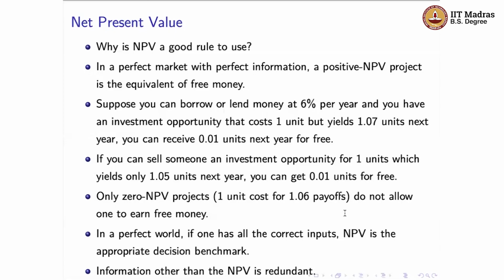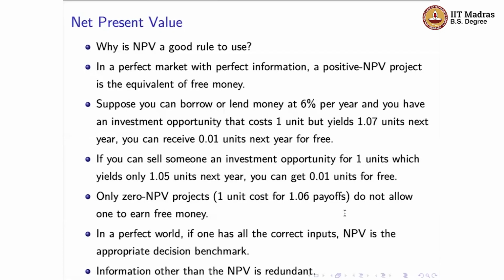What about the other case? Suppose that actually you have access to a project where you can sell someone an investment opportunity for 1 unit, which yields only 1.05 units next year. We are not going to get into the question of why somebody would be interested in buying, but let's just imagine that you do have someone who is willing to buy this thing, right?